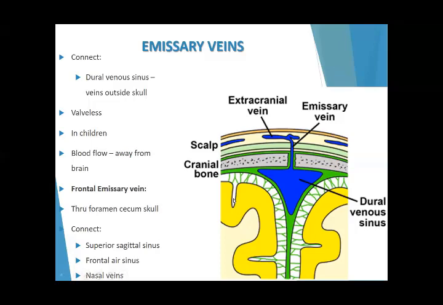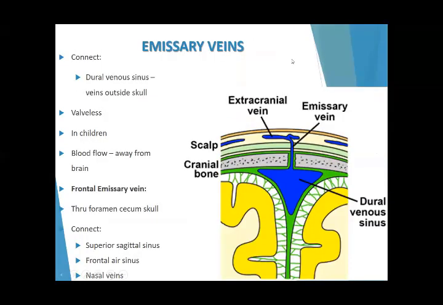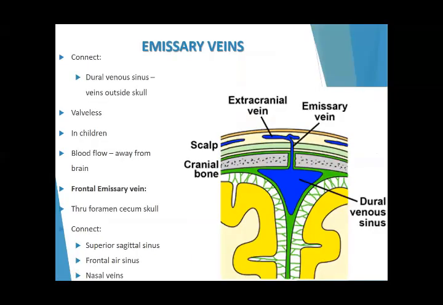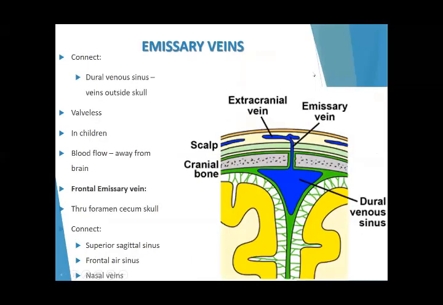उसको mention कर लेते हैं. एक है frontal emissary vein. Passes through foramen cecum in the skull. Foramen cecum in the skull है where cranial cavity में you have ethmoid bone. Ethmoid bone and frontal bone के junction पे ये foramen होता है. Let me go back. ये ethmoid bone है, crista कहलाए ethmoid bone. इसके और frontal bone के junction पे एक foramen है. Over here. That is the foramen cecum.